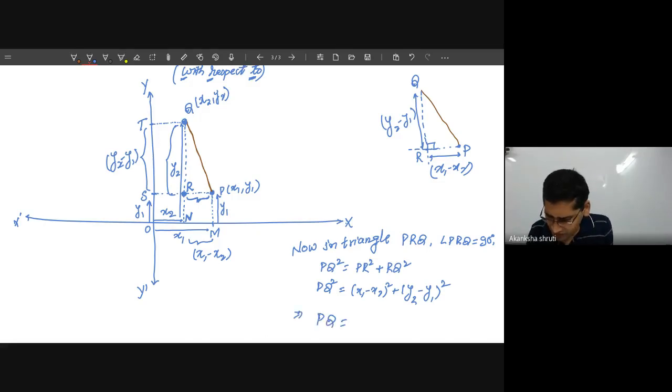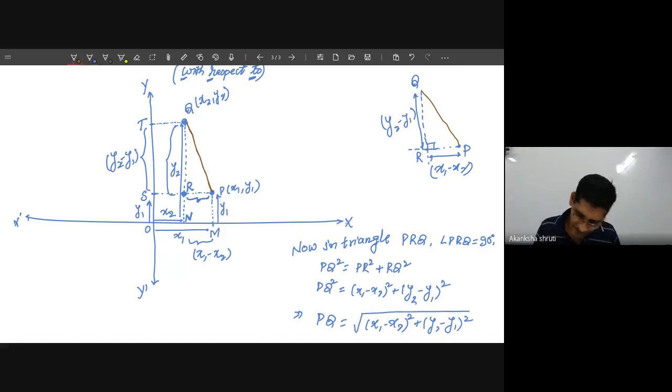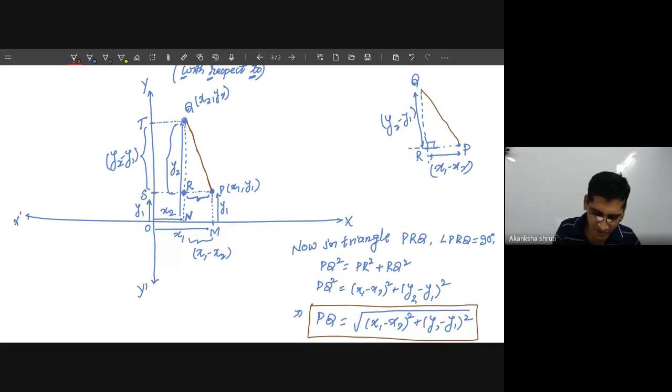So PQ will be the square root of x1 minus x2 square plus y2 minus y1 square. Now this formula we have to analyze. What is this formula, and how to remember this conveniently? This is the distance of P from Q. Let us continue.